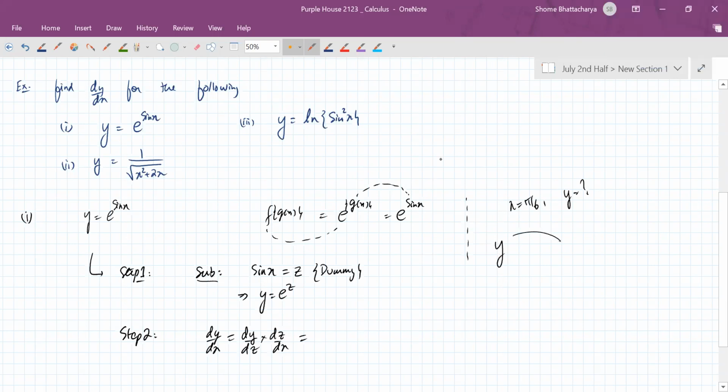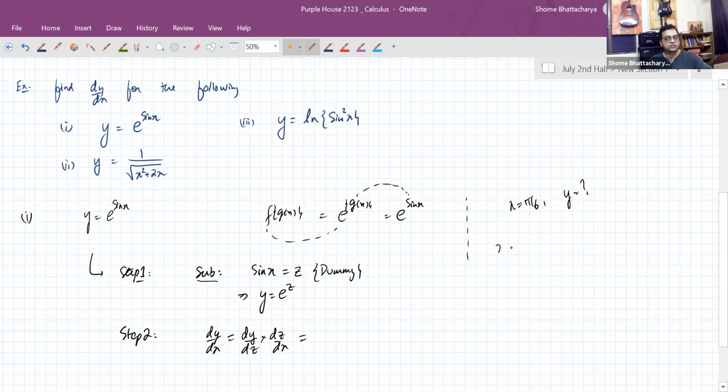Understood. Thank you. So always ask yourself that question, how do I get from x to y? From x to y, I have to first operate g. In this case, I have to first operate sine. So I'm getting sin x. That's my gx. And then on that, I'm putting the exponential function. So that is my f. So f of gx. That's how we realize which one is f and which one is g.